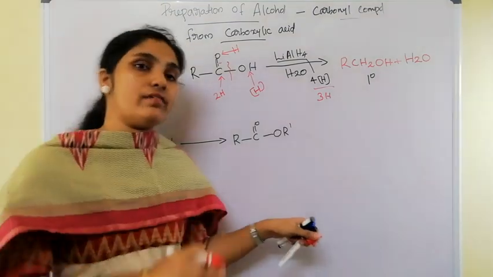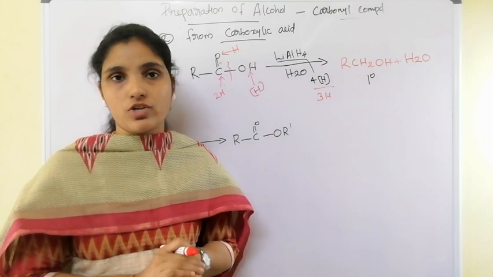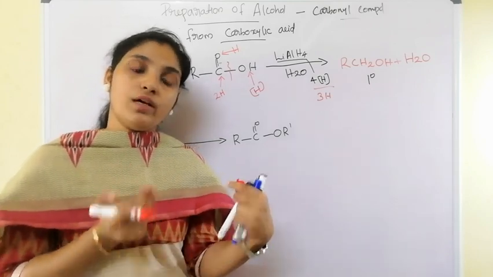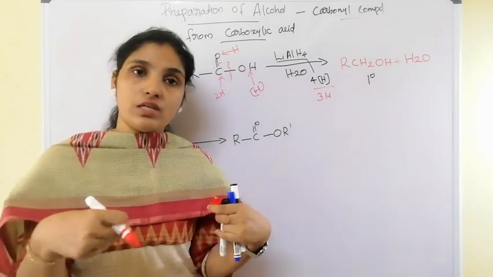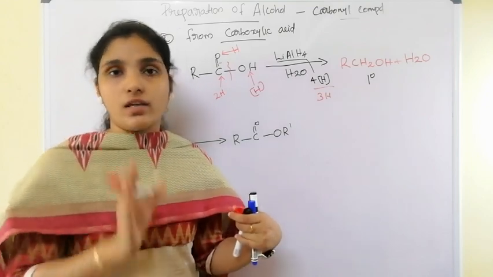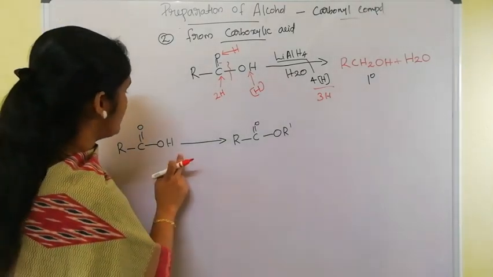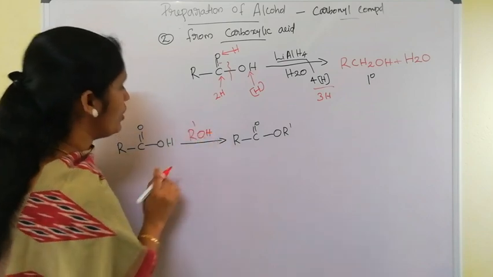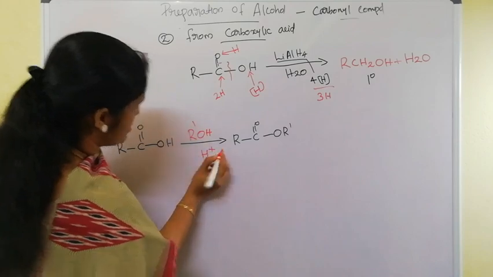How the conversion occurs, we have done in the practical session during the salt analysis: the esterification reaction. For acetate ion we have done the esterification reaction. Normally, esterification is a reaction between carboxylic acid and alcohol in the presence of a mineral acid catalyst, right? So first of all, what we are doing here is converting this carboxylic acid, in the presence of an alcohol, into ester.